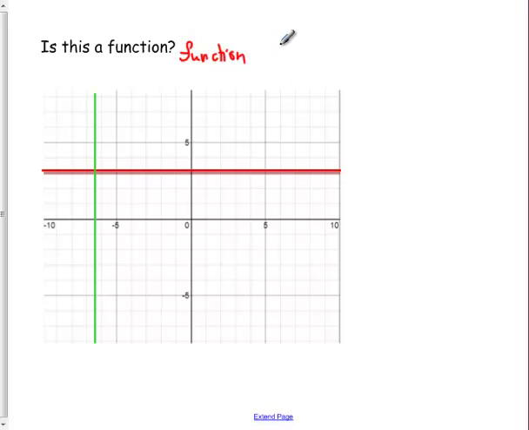In fact, it's called the constant function, and it's in the form y equals a constant. In this case, it's the constant y equals 3. No matter what value you put in for x, the answer is 3. If I put a 1 in, the answer is 3. If I put a 2 in, the answer is 3. If I put a 3 in, the answer is 3. So yes, this is a function.